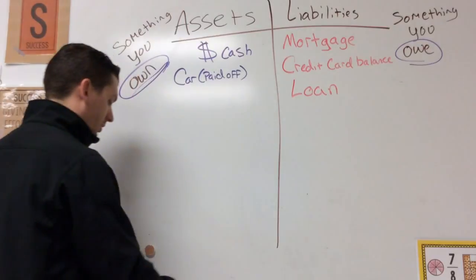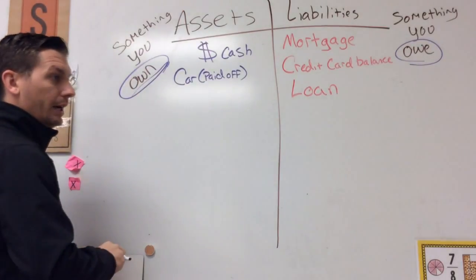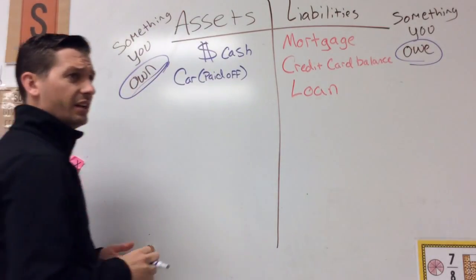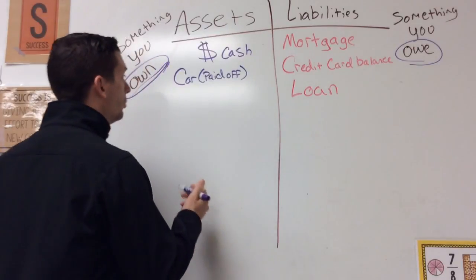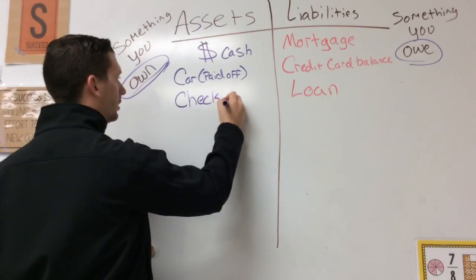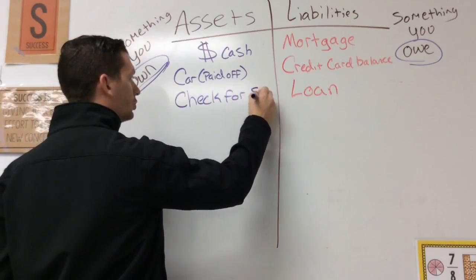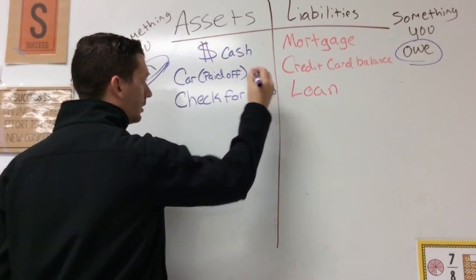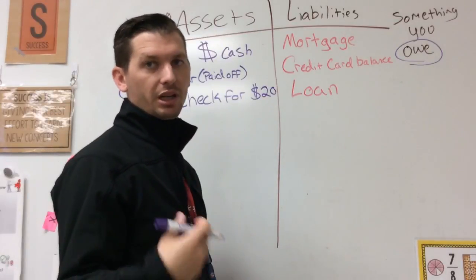Okay? So another asset, let's say your grandma gives you a check for 20 bucks. That's going to be an asset. She gives you that money, it's now yours.